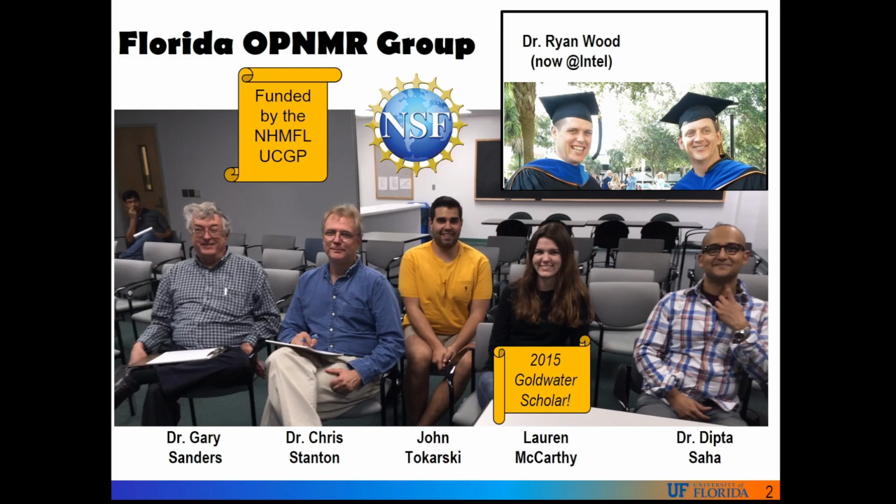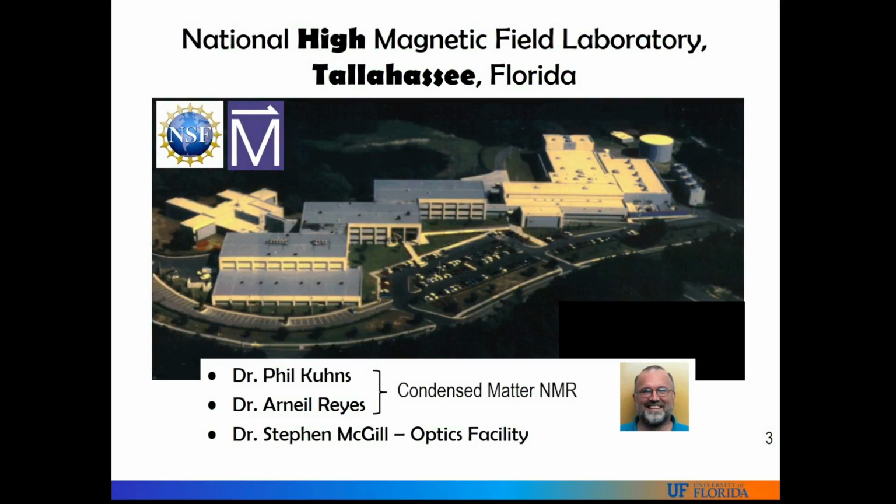And I will point out that the instrumentation and NMR probes that were developed as part of this project are available to users who come to the Magnet Lab and put in a time request. So I just want to point that out in case you have any interest in such NMR experiments. I also want to acknowledge our collaborators at the Magnet Lab, the Condensed Matter NMR group, led by Arneil Reyes, together with Phil Kuhns, and the optics facility that's run by Steve McGill, and of course Greg Boebinger, the Magnet Lab director, NSF-funded national lab.